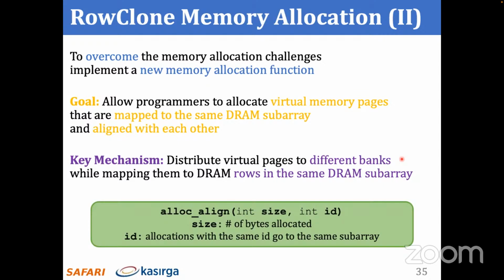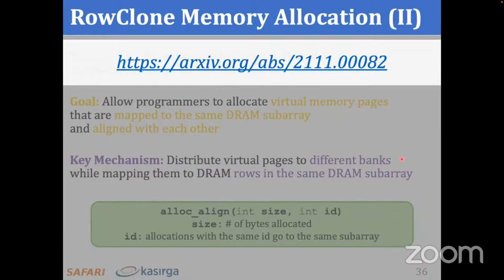We expose this allocation mechanism using the alloc_align call. It takes two parameters. The first one is size, and the second one is called ID. Size is the number of bytes we want allocated, and ID is used by the allocation mechanism to put different allocations into the same subarray. So if you have arrays A and B allocated using different alloc_align calls, and they use the same ID, they will be put in the same subarray, so we can copy data from one to another. You can check our paper for more details. I'm not going to dive into this, given the interest of time.